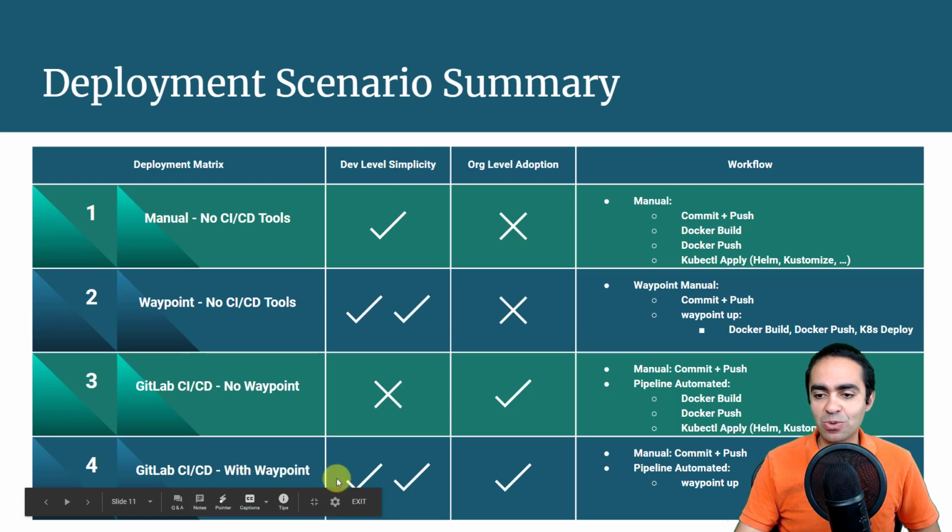Finally, the GitLab CI/CD with Waypoint deployment scenario. This we saw how simple it is from a dev perspective. You can deploy really wherever as long as there's a plugin, and it's using a CI/CD tool such as GitLab, so the org level adoption is there. You can scale. Once again, the workflow is a commit and a push that will automatically trigger a pipeline build, which will run Waypoint up for you on a GitLab runner.